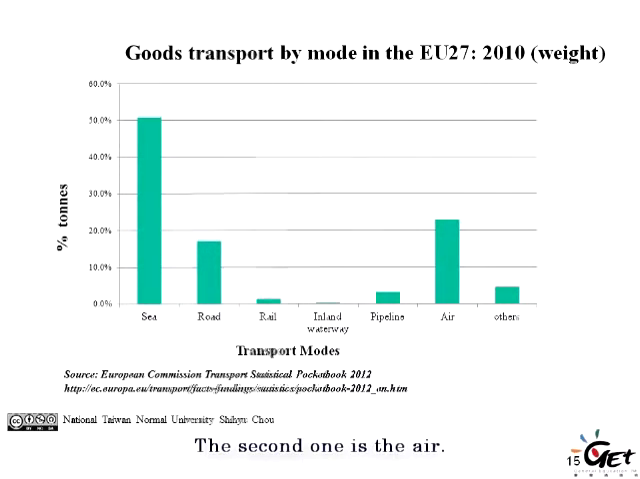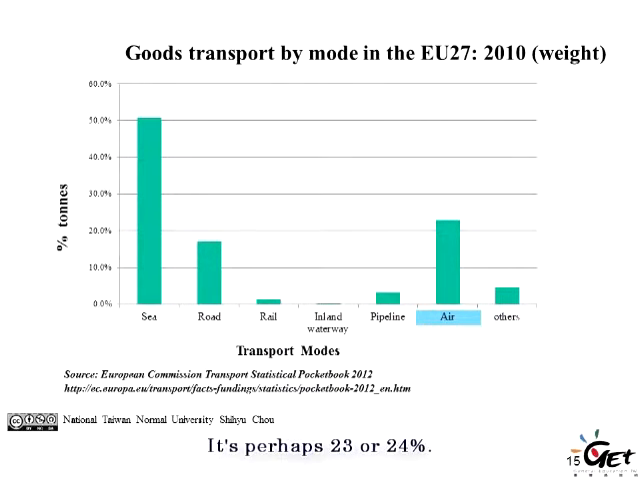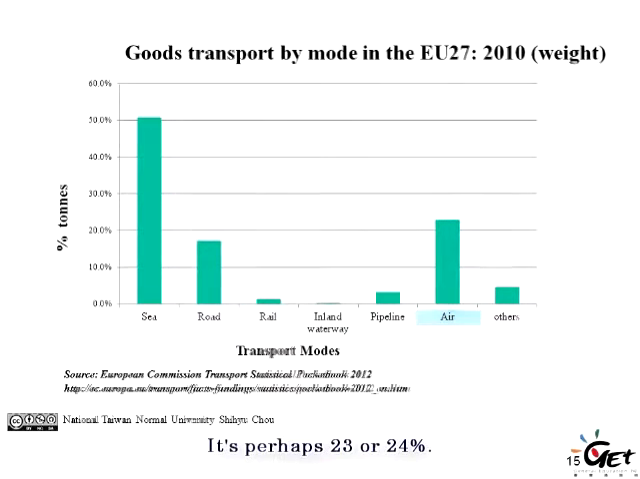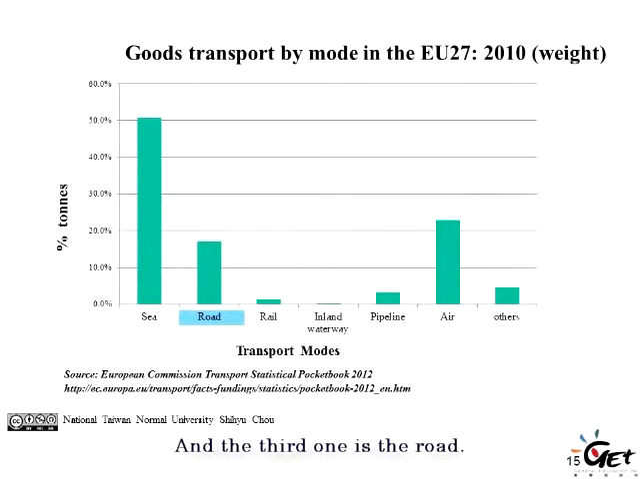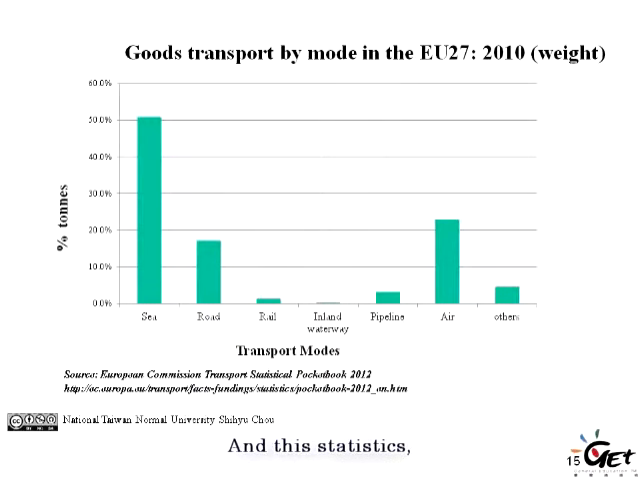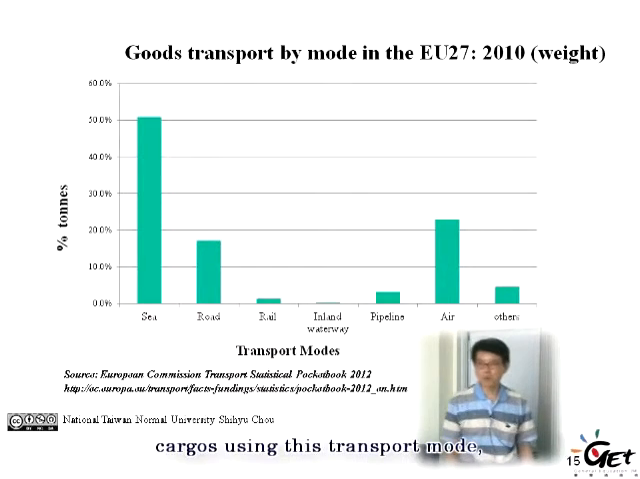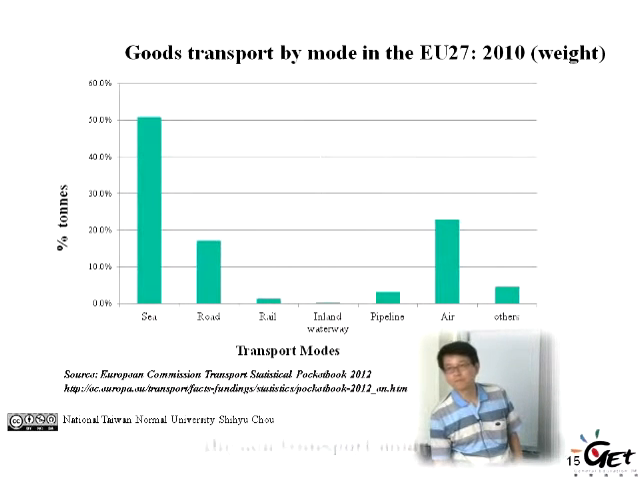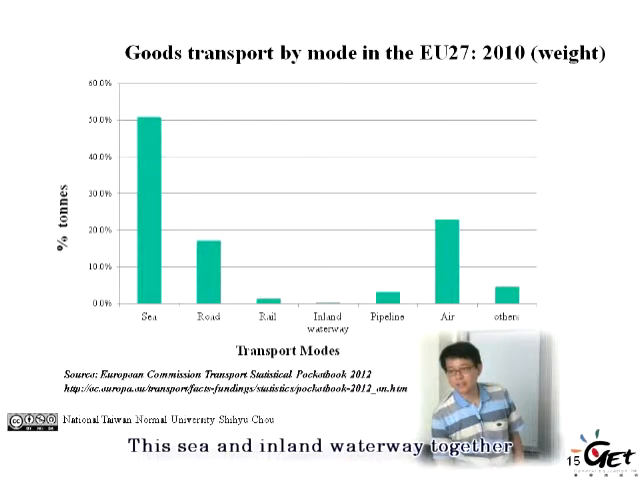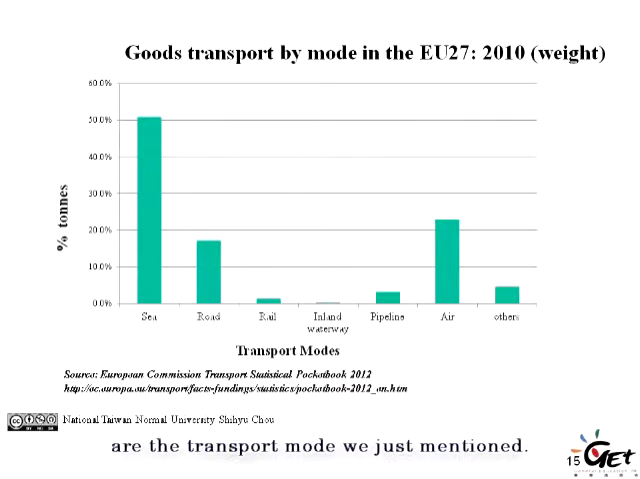Europe. The second one is the air. Air is perhaps 23-24%. And the third one is the road. And these figures include international trade and also domestic trade. So that's why we can see a lot of cargoes using this sea transport mode. This sea and inland waterway together are the water transport mode that we just mentioned.